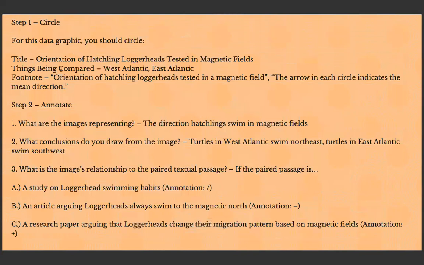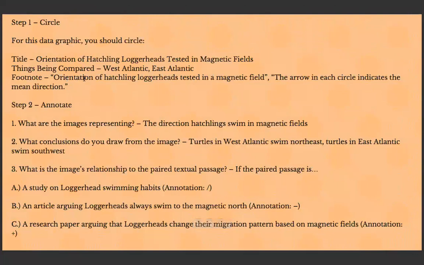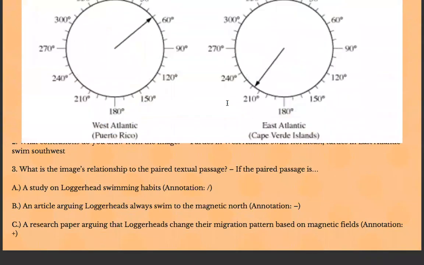So for this data graphic, you need to circle the title, which is there, the things that are being compared, West versus East, and the footnote, which, did it get cut off? I believe it did. The footnote is: orientation of hatchling loggerheads tested in a magnetic field, and the arrow in each circle indicates the mean direction. So I'll read that again. Orientation of hatchling loggerheads tested in a magnetic field, and the arrow in each circle indicates the mean direction.